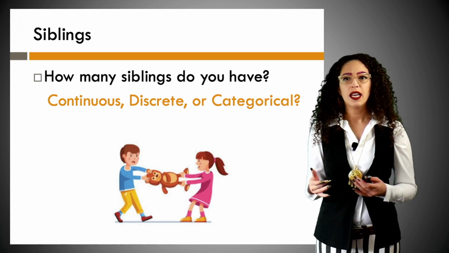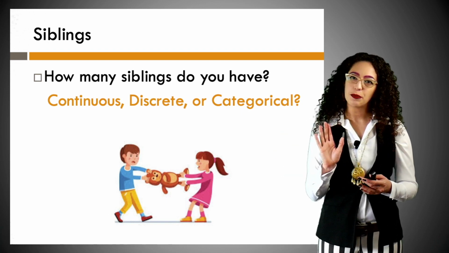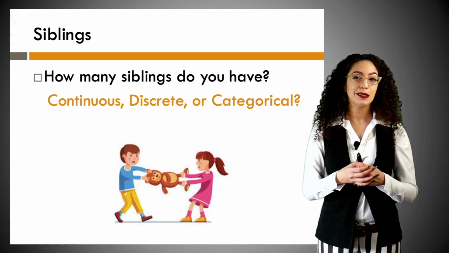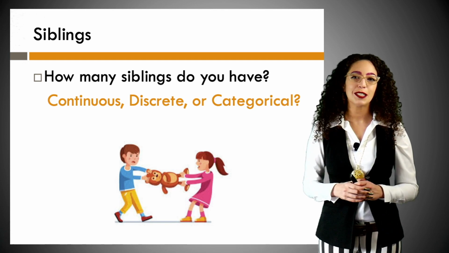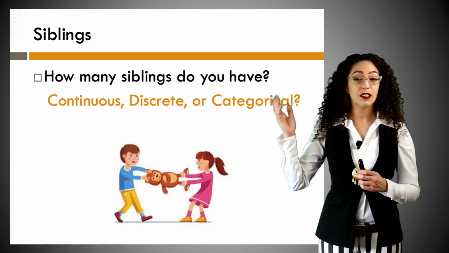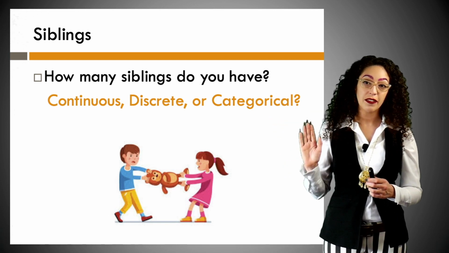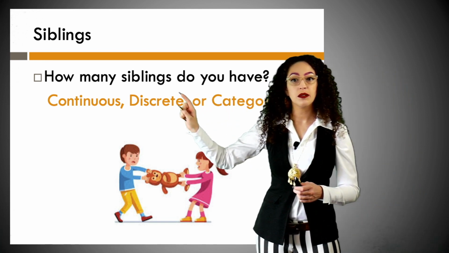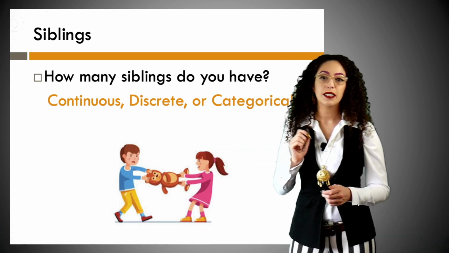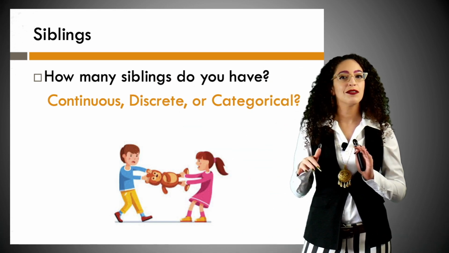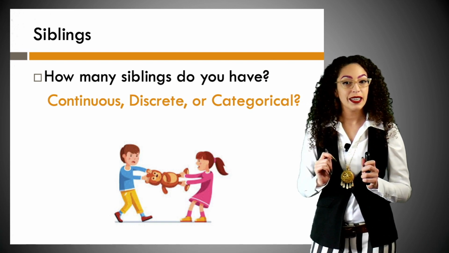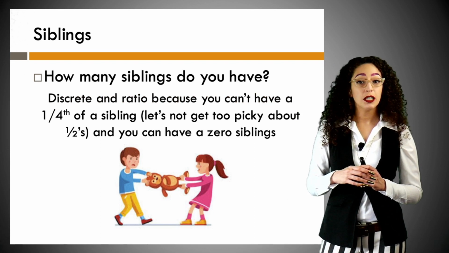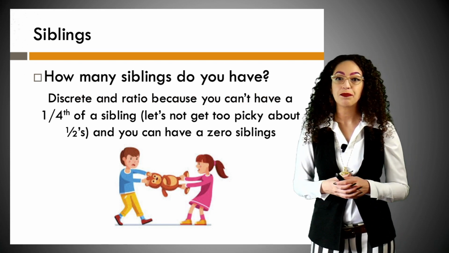Let's start with this one. How many siblings do you have? Now let's not get too picky here about if you have some half siblings because your parents remarried. Let's just say that you can only have a whole number of siblings. So first off, the clue about how many tells you that this is definitely quantitative, so we can get rid of the categorical here. We know we're dealing with discrete or continuous, and in this case I'm saying don't split hairs about half siblings. You can only have a whole number, so in that case we know that it is discrete. It's also ratio data because you can have 0 siblings.